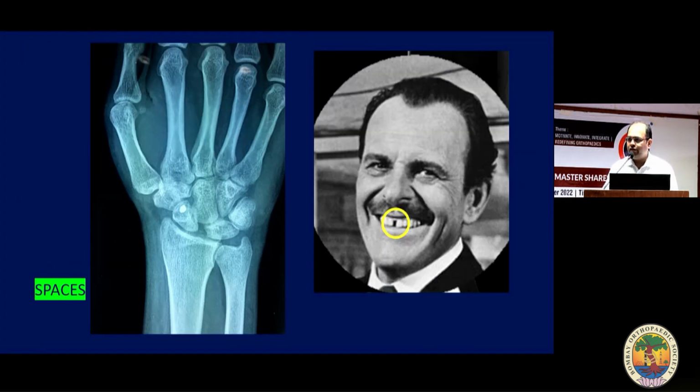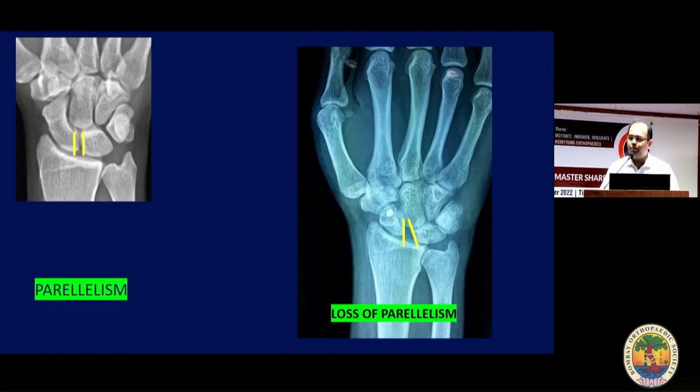Then there are spaces. In perilunate dislocation, spaces are not that important, but yes, the Terry Thomas sign, a space between scaphoid and lunate. Each carpal bone has an equal length of space, so we have to understand the space between two carpal bones. The third important thing is parallelism, usually seen in the scaphoid and lunate. If there is a loss of parallelism, then there is a possibility of injury to the carpus. So these are the three principles of Gilula: arcs, spaces, and parallelism.